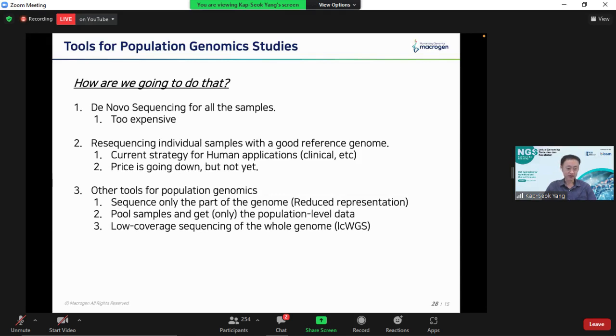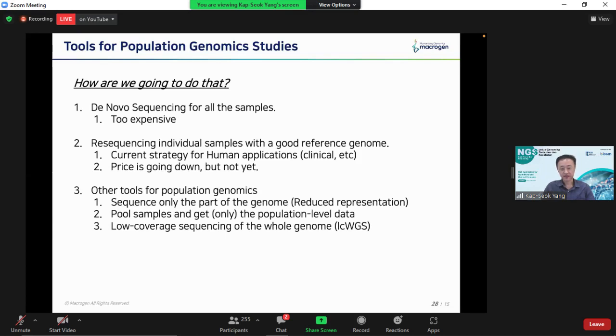The second option is resequencing individual samples with a very good reference genome. And this is actually the adopted strategy for the human application, for example, the clinical applications. But the price is going down, but not yet there. And I would say it'll take about 5 to 10 times more expensive to do the whole genome sequence, depending on the size of the genome and the completeness of the reference.